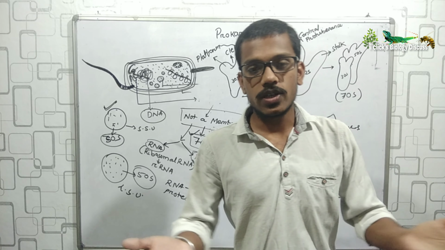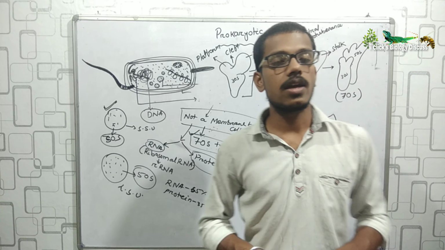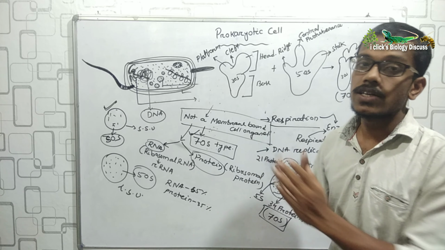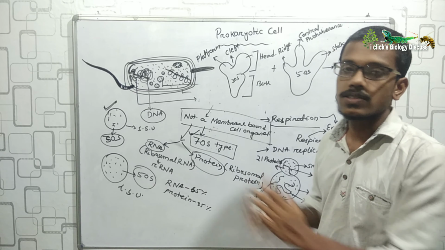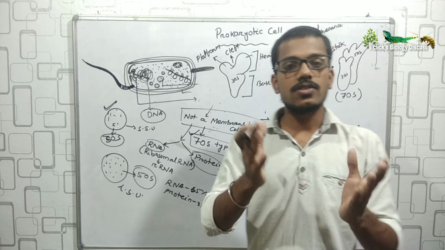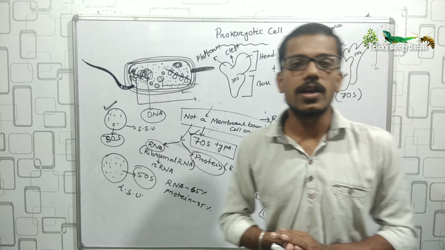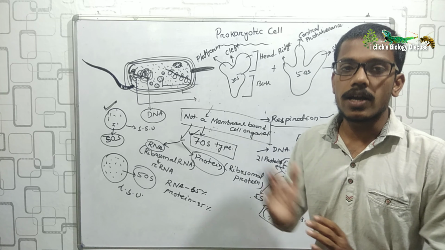Okay, hope you understand this clearly. In this class, we have discussed the mesosome and the ribosome. Mesosome is the site of respiration, whereas the ribosome is the site of protein synthesis. As you know, for protein synthesis in a prokaryotic cell, there is a requirement of two things mainly. One is the ribosome, another is the RNA. That is mainly mRNA, and the ribosome having the rRNA.